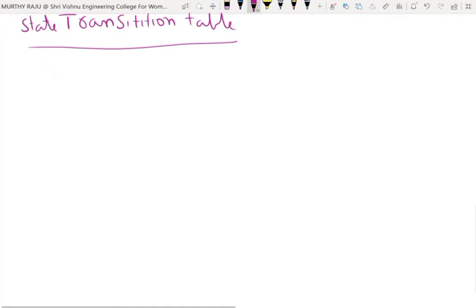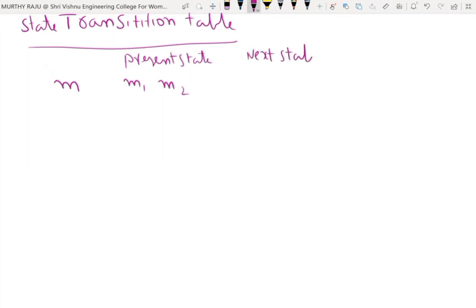The trellis state transition table consists of the present message bit M, the previous state bits M1, M2, which is the present state, the next state, and the outputs X1, X2. This is the message.